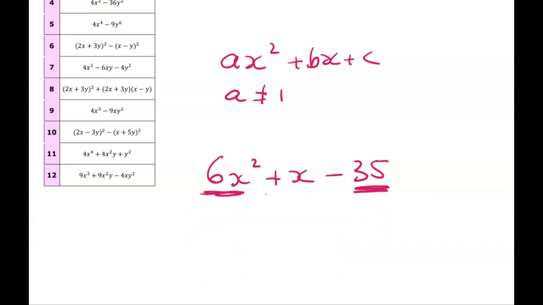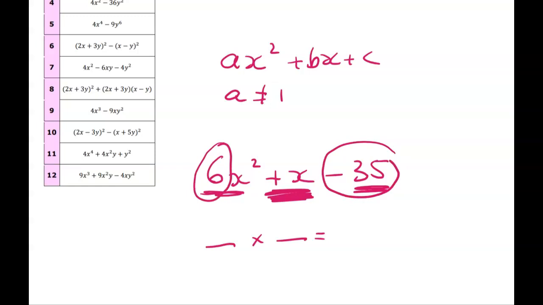So when we do grouping, what we're trying to do is break up this middle term so that we can easily factorise in two steps. What we're going to do is say, well, we want two numbers that multiply together to give the a times the c. So 6 times negative 35 is 3 times negative 70, so that's negative 210. And we need the two numbers to add together to give me 1.